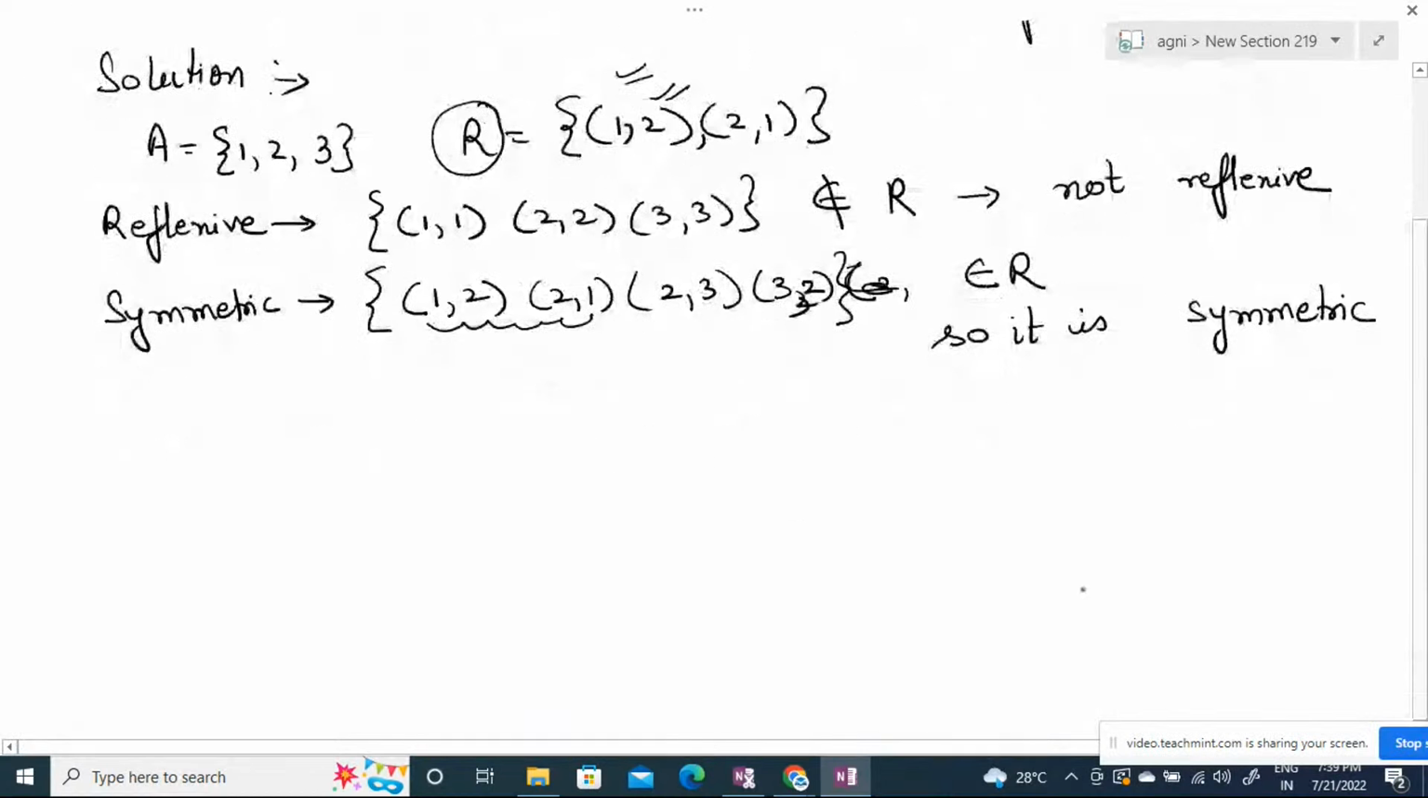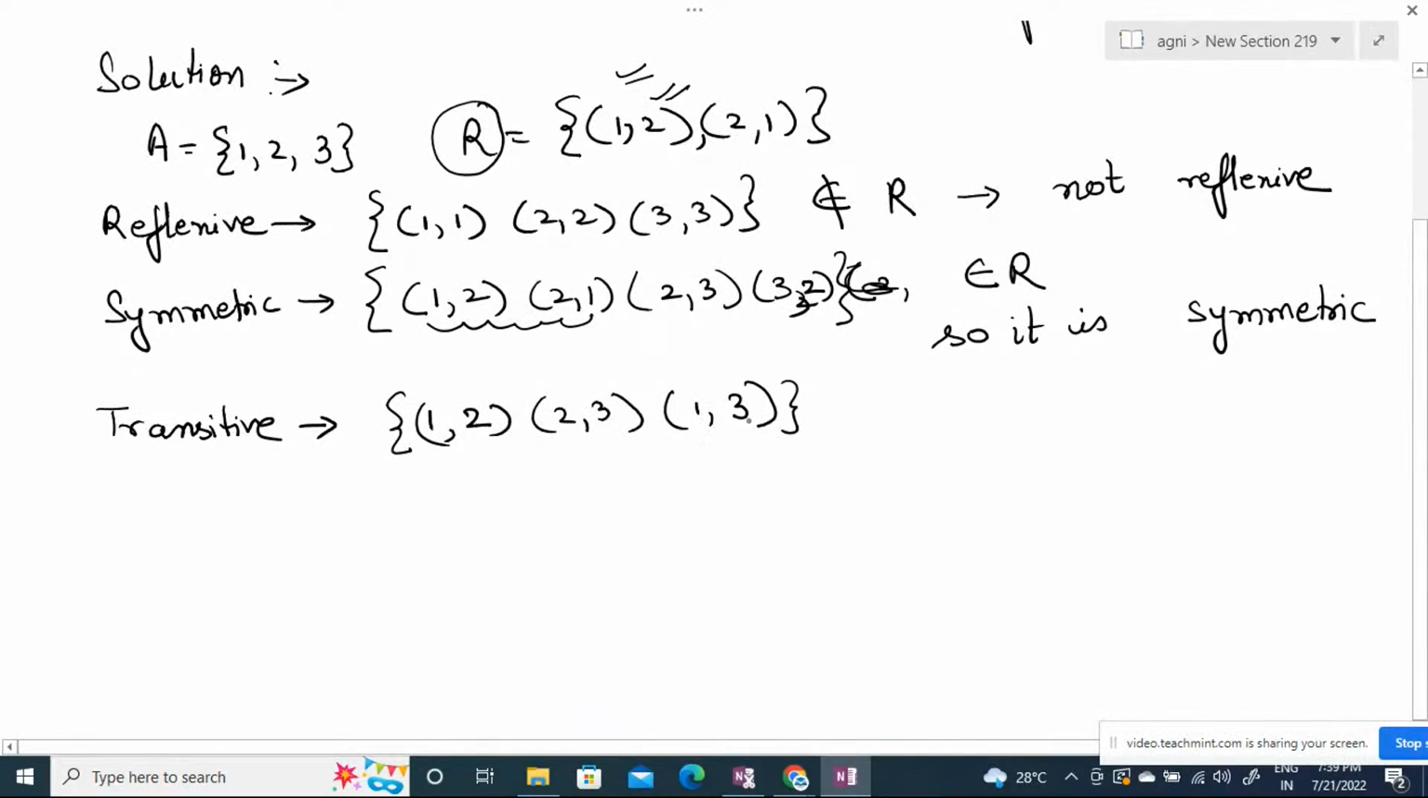Now we have to check for transitive. In case of transitive, we have a relation like (1, 2), then (2, 3), then (1, 3). And we clearly see that this pair doesn't belong to the relation. So it is not transitive.